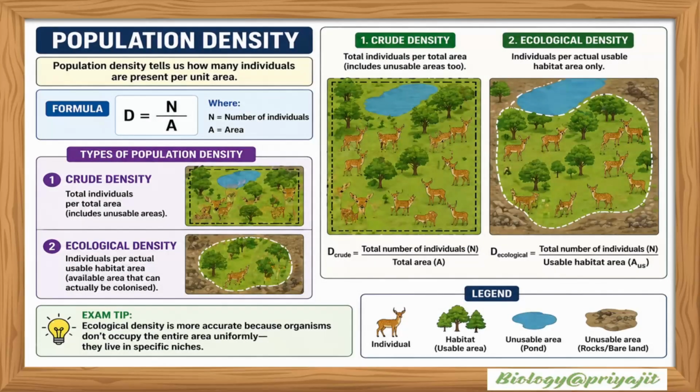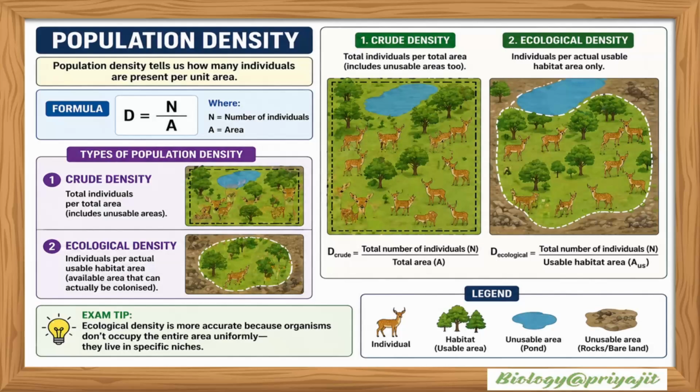Population density. Population density tells us how many individuals are present per unit area, that is D is equal to N by A. N means number of individuals, A means area. Types of population density, there are basically two types. Crude density, that is total individuals per total area, which includes unusable areas also.